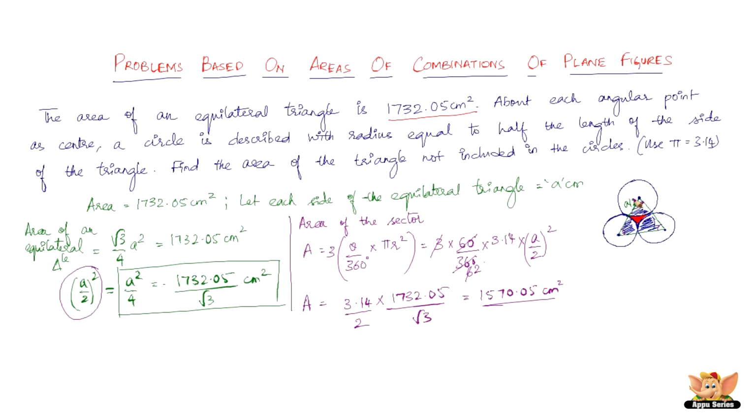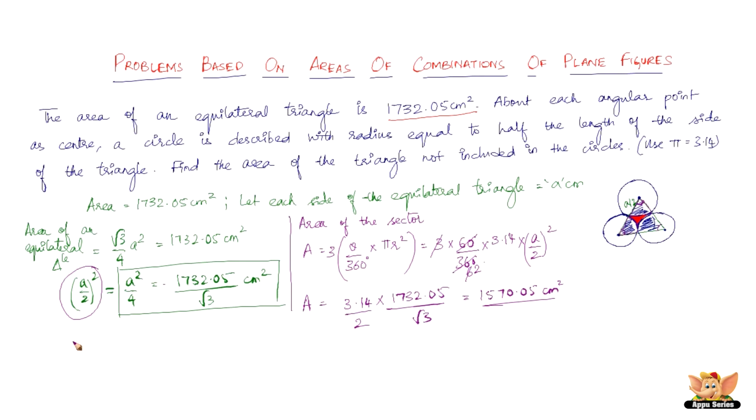So now what we found is the area of these 3 sectors, right? This is one, this is the second, this is the third. All are equal, of course. So the area of those 3 sectors comes to 1570.05. So all that we have to do is subtract these 3 areas of the sectors from the area of the triangle to get the area of the shaded portion in red. That's all we have to do.